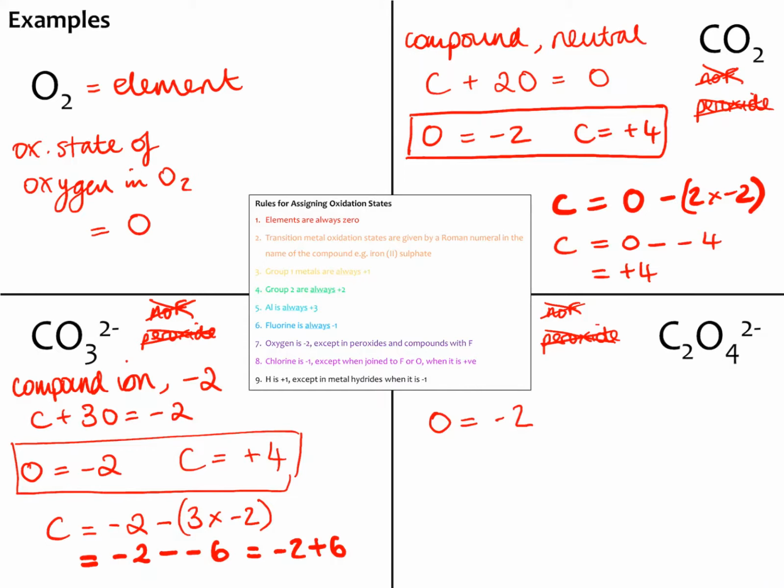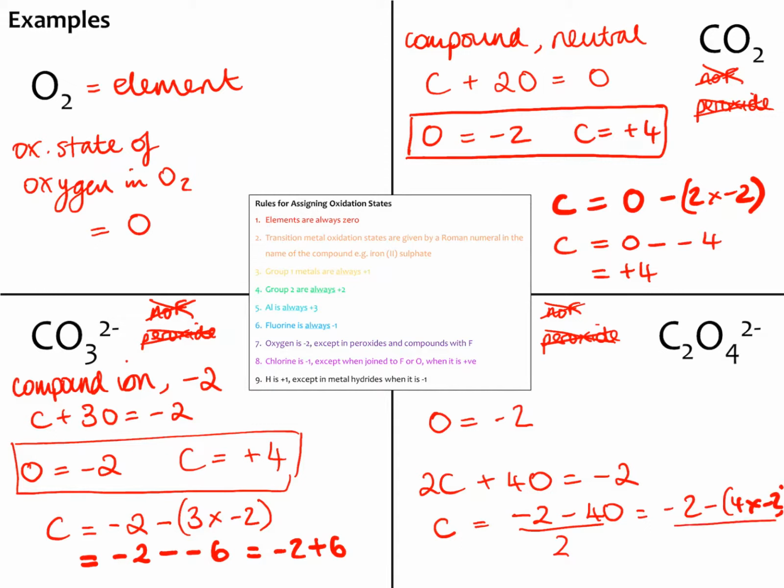Now looking at this in a little bit of algebra again, 2 carbons plus 4 oxygens has to equal -2. So carbon is going to be -2 minus the 4 oxygens, divided by 2. -2 minus 4 times -2, divided by 2. -2 plus 8 divided by 2. -2 plus 8 is +6, so that would be 6 divided by 2. And that tells us that in this ion, carbon has an oxidation state of +3.